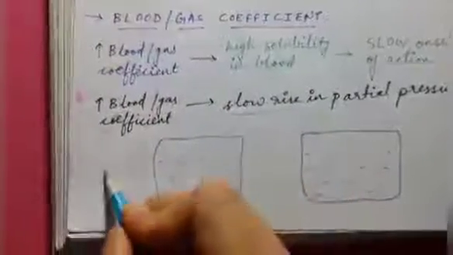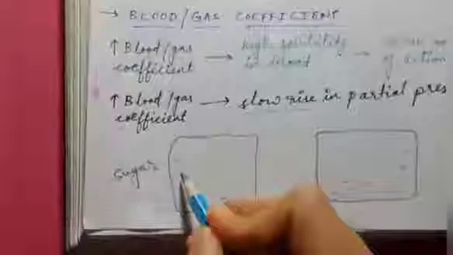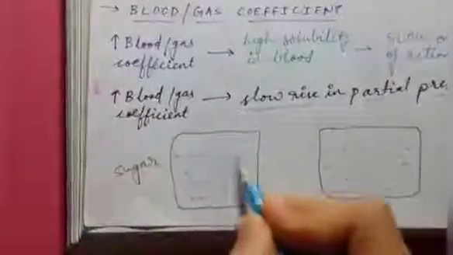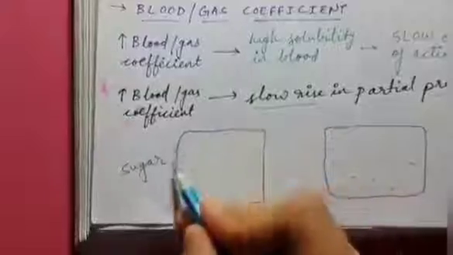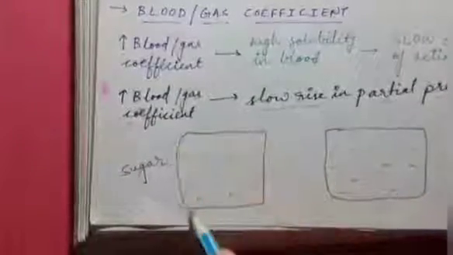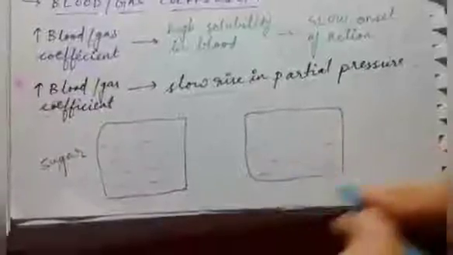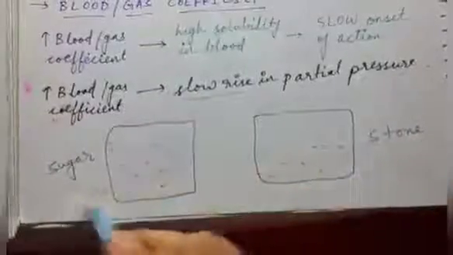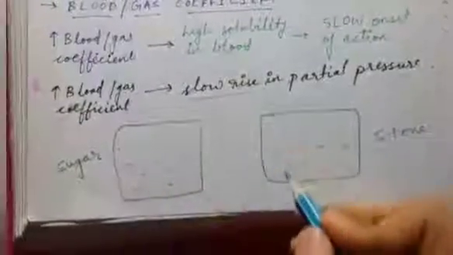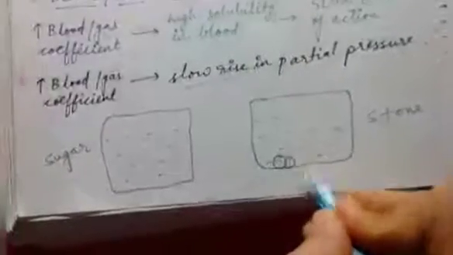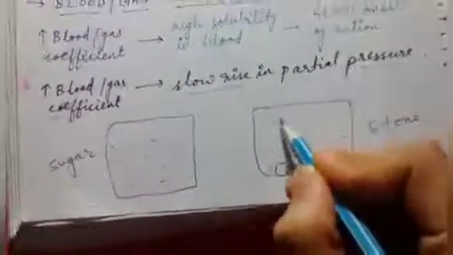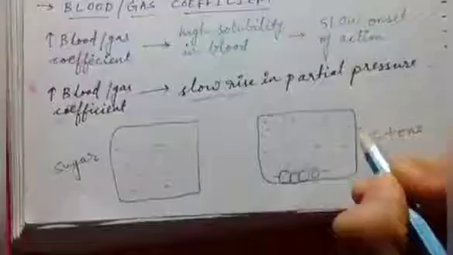Now let's add sugar in the first tank. What will happen? The sugar will simply get dissolved in the water. It is not going to affect the pressure in this tank. Now in the second tank, let's say we are adding stones. What will happen if we add the same amount of stones as the sugar? The water level will rise, and obviously the pressure in the tank will increase.